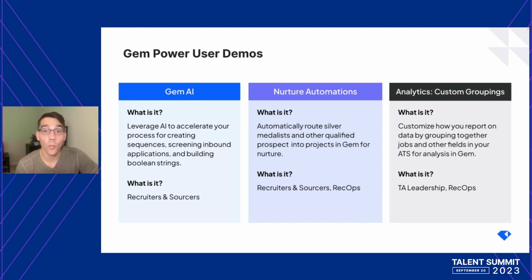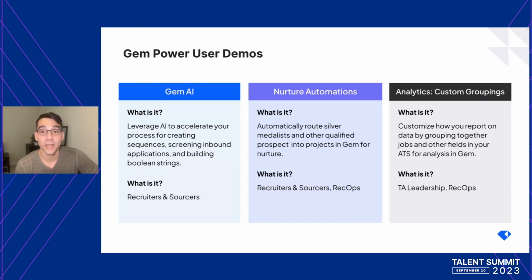From there, we're going to walk through some nurture automations, which allows you to more easily rediscover silver medalists in your ATS and other qualified prospects that you've already reached out to in the past for ongoing nurture. This particular demo is going to also be useful for recruiters and sourcers, but also for rec ops professionals that are building talent pools for their team.